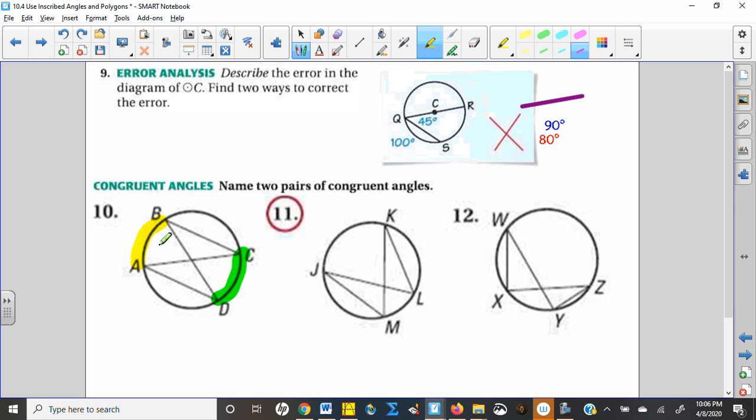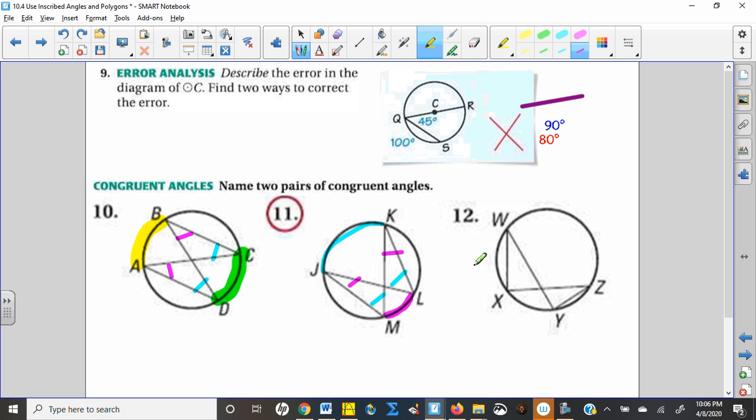So, angles A and B here are both inscribed in the green arc CD, so they're congruent by theorem 10.8. And then you could make the same argument with angles C and D being inscribed in arc AB. So there you go. Likewise, M and L are both inscribed in JKL, and angles J and K are both inscribed in arc ML, so those would have to be congruent angles.